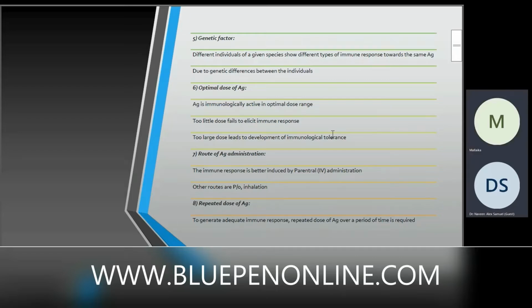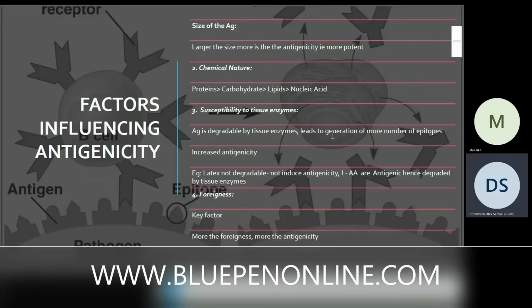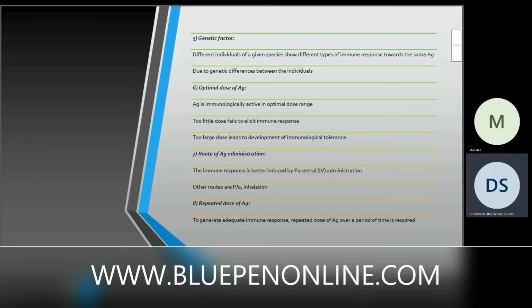So these are the main 7 factors: size of the antigen, chemical nature, susceptibility of tissue enzyme, that is breakdown of the antigen causing an increase in the number of epitopes, which causes increased antigenicity. Then foreignness, then genetic factor, optimal dose of antigen, then route of antigen administration, where IV might cause a more severe response than the per oral or inhalation route. Then repeated dose of antigen.